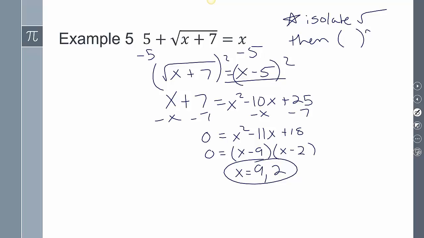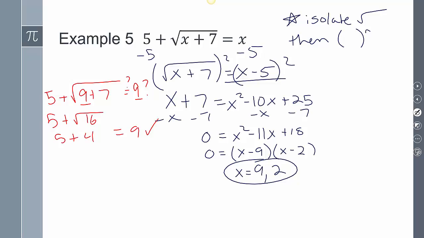But I have to check. I have to see if both of these solutions are actually going to work. So plugging them back in, I'm going to get 5 plus the square root of 9 plus 7. Does that equal 9? I have to see, does that work? And so I'm going to get 5 plus the square root of 16, which is going to be 5 plus 4. And indeed, as you can see, that's going to equal 9.